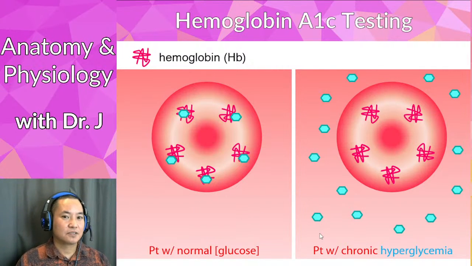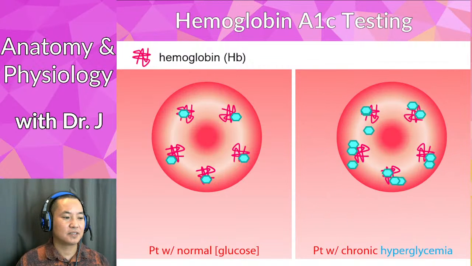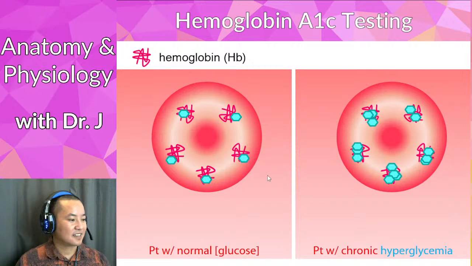So with more glucose flowing around the bloodstream, more glucose is going to attach to hemoglobin during a red blood cell's lifetime. So if you measure the amount of glucose attached to hemoglobin from these red blood cells, you'll see that this patient with chronic hyperglycemia has more glucose attached to hemoglobin. That's what we were talking about when we refer to hemoglobin A1c.